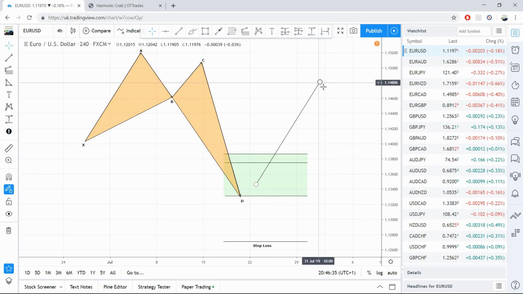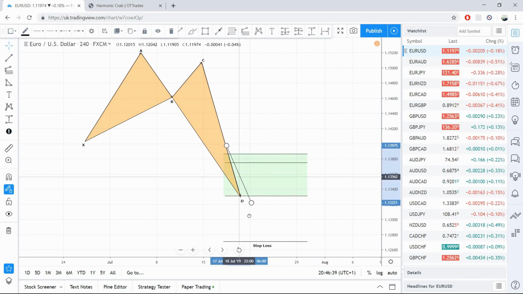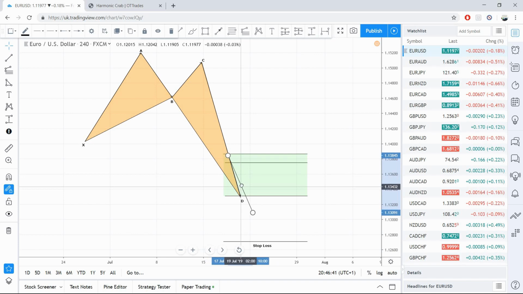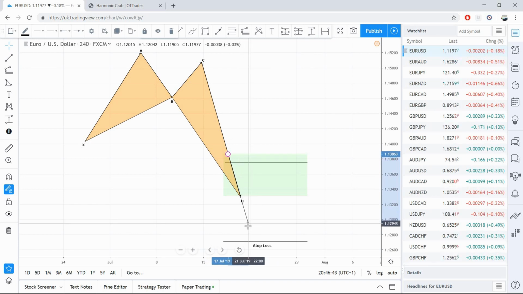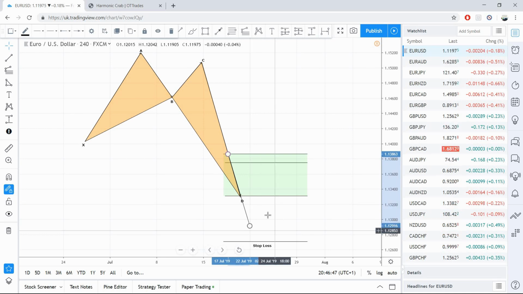So if price continues to move lower, if it goes straight through this potential reversal zone and actually continues to move lower towards our stop loss, that doesn't mean we can't still look for reasons to enter a trade based on this pattern, because the pattern's technically not been invalidated. This stop loss level is there for a reason. This is where we're saying the pattern's no longer going to work.